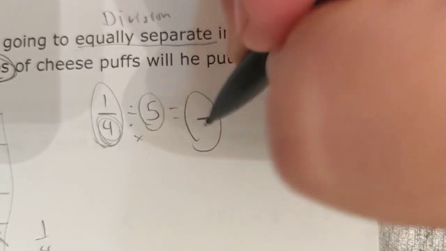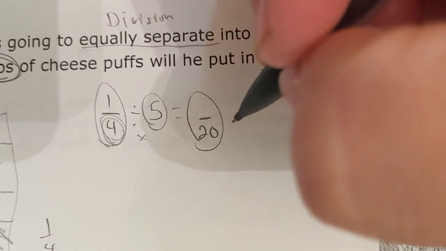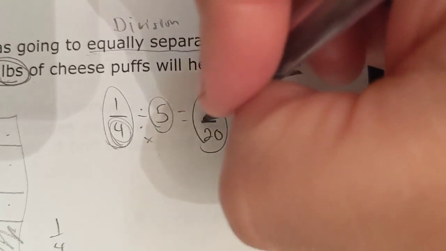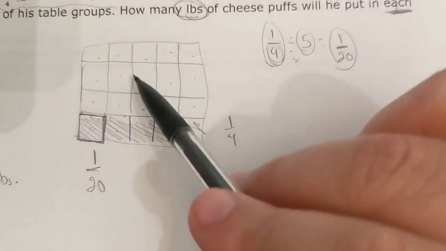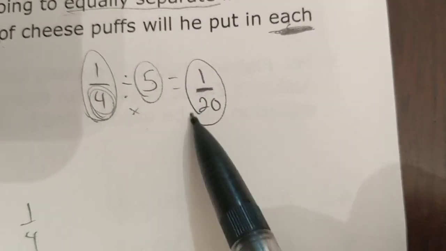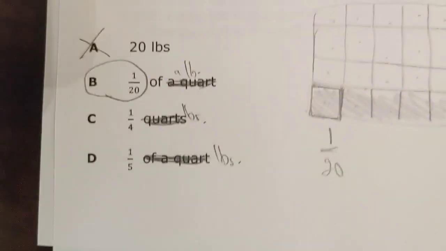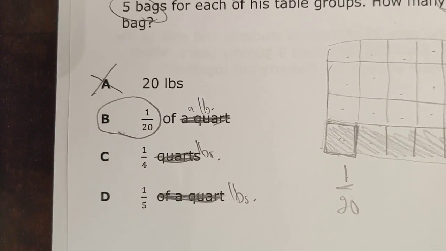And because we want to end up with a fraction, the 20 needs to go on the bottom and the ones on the top. So my answer is 1/20th. Either way I do it, this one explains why we do it. This one is the shortcut, the algorithm on how you do it, but you still get the same answer. So make sure you circle answer choice B.